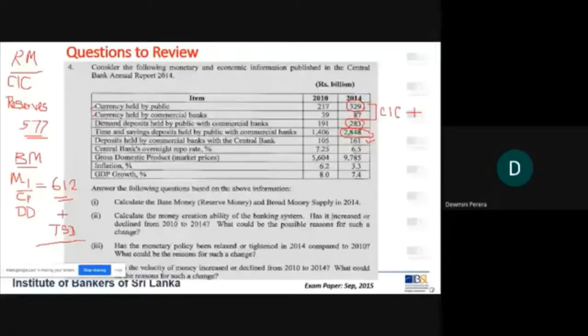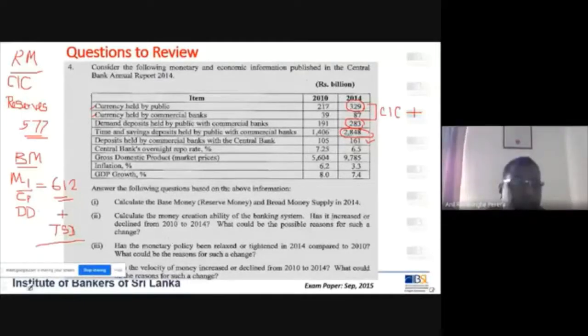3,460. Exactly, 3,460. Correct. Very good. I think you have taken the concept very clearly. And I told you this is referred to as M2 because here we only consider time and savings deposits held by public with commercial banks.